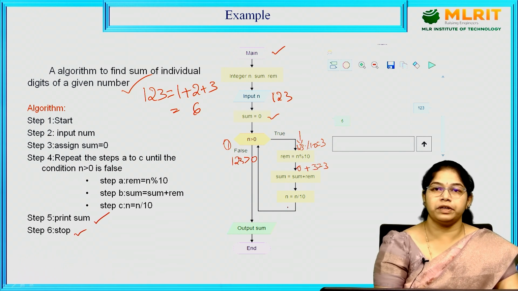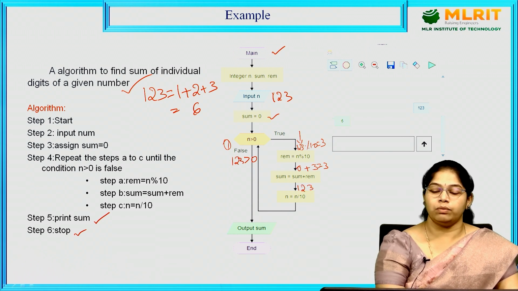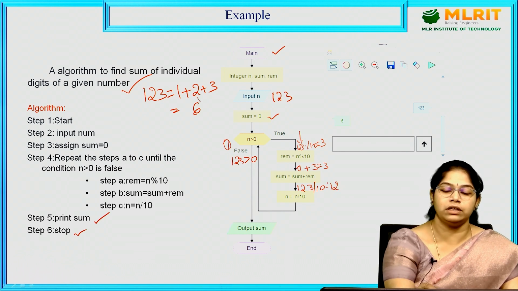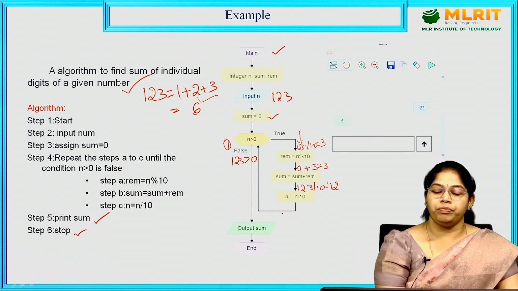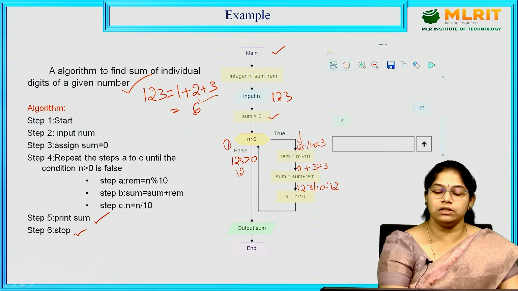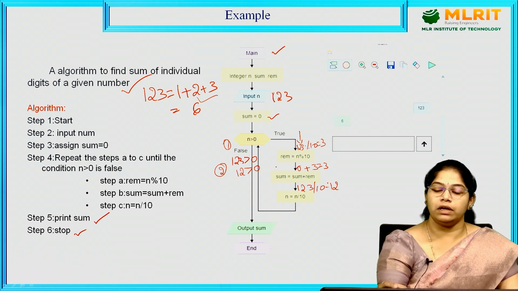Then we have to find n. n is equal to n by 10. Here n is 123, and 123 by 10 is 12. Why are we finding n? Because we have to get the next individual digit from the number, so we need the n value. Now we'll check 12 in the condition. In the second iteration, is 12 greater than 0? Yes, the condition is true, so the control goes to the true block.